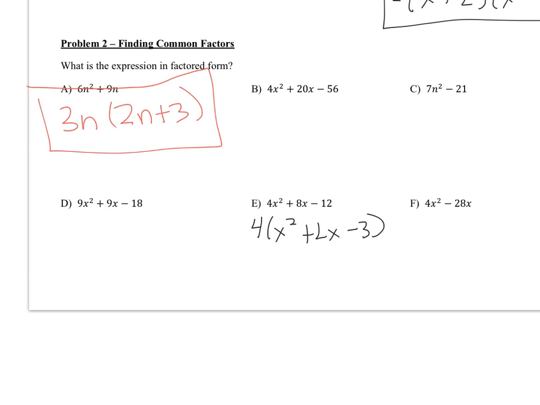Now if you're left with a standard form here, x squared plus x plus a number, when this happens you can continue factoring. Two numbers that multiply to get negative 3 and add to get a positive 2 would be a positive 3 and negative 1. So this 4 is still out in front, and then I have x plus 3 and x minus 1. So I want you to do B, C, D, F right now.